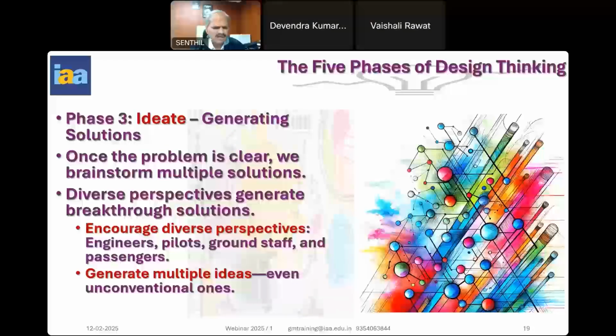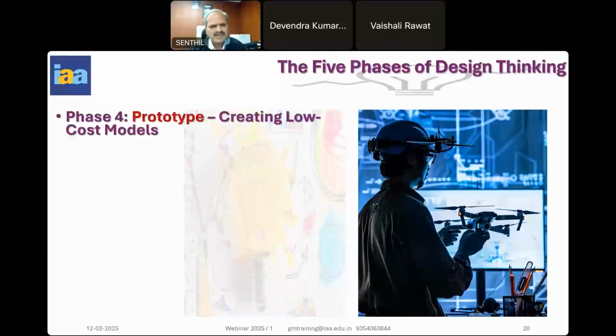Then generate multiple ideas, even unconventional ones. Some people may say some idea which may look very impractical, but still you should not mind. You should take those ideas also. Then further you have to evaluate. Then next I told prototype, creating a low cost model.